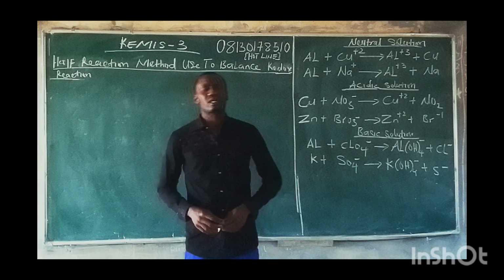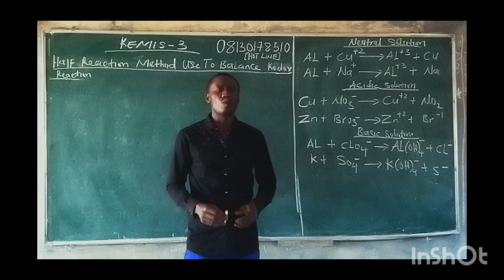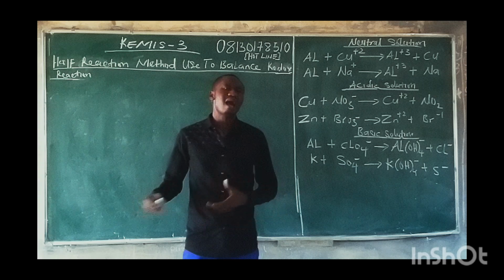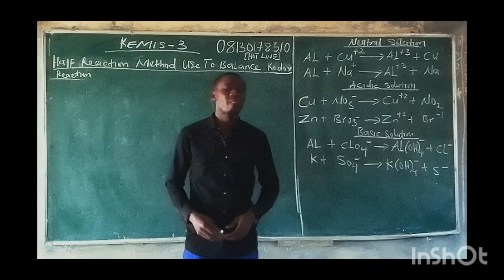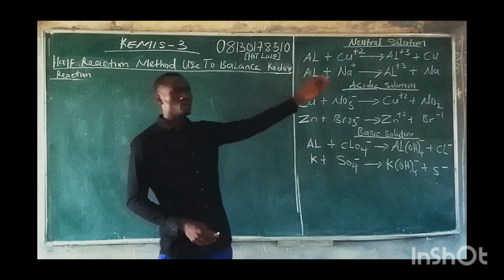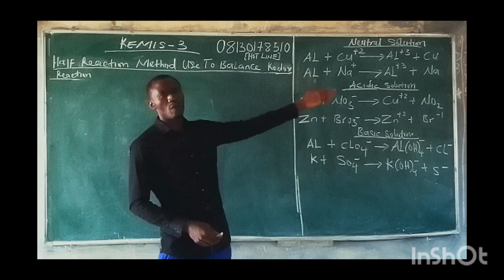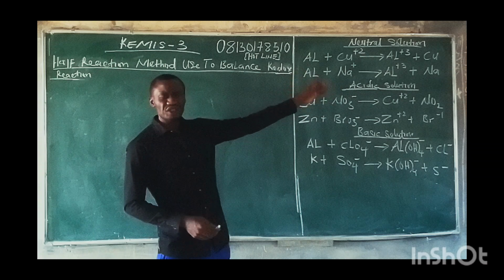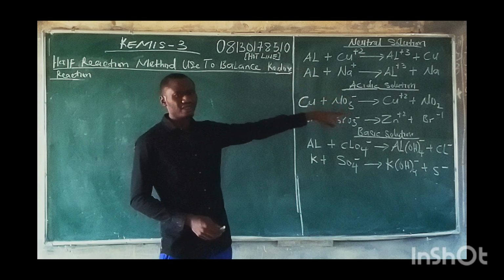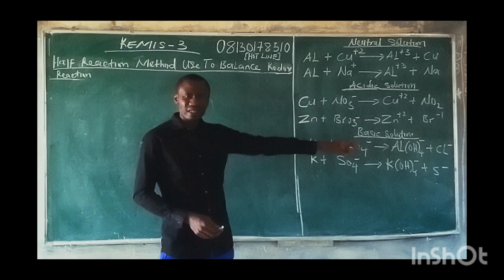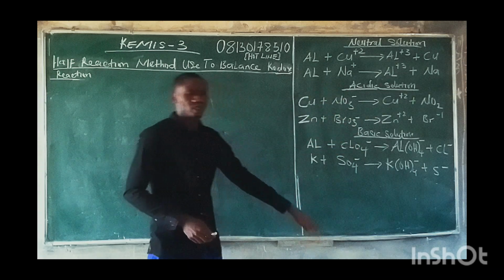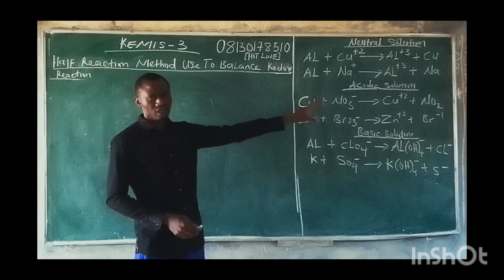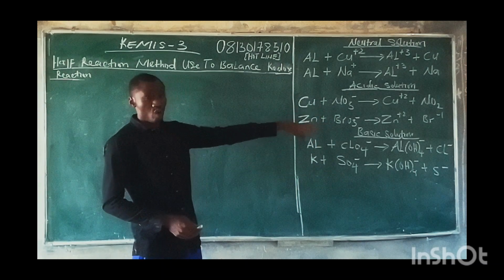We're looking at chemistry, we're looking at redox equations: how to balance a redox equation using the half-cell reaction method. And then we have the following solutions and the procedure on the board. We have the first solution, which is the neutral solution, of course the acidic solution, and the basic solution. These three solutions are the primary solutions that are used to balance a redox reaction or equation.